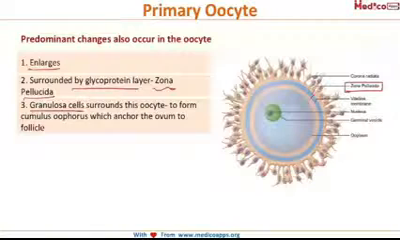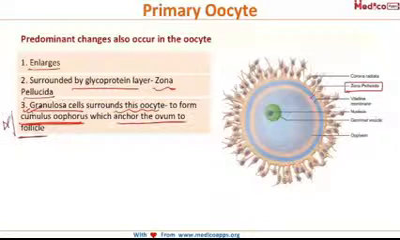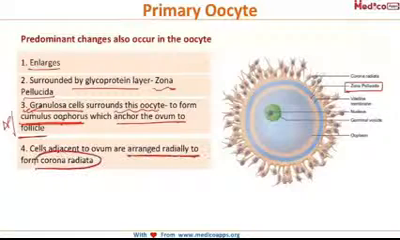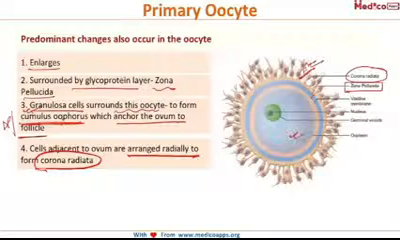Then we discussed that the granulosa cells come and surround this oocyte to form cumulus oophorus or the discus proligerous, and this basically anchors the ovum to the wall of the follicle. And among this cumulus oophorus, the cells which are adjacent to the ovum, just near to the ovum, are arranged radially to form the corona radiata. You can see here, these are the cells which are arranged radially and they are called corona radiata. And here, this is the basic ooplasm containing the germinal vesicle and the nucleus.